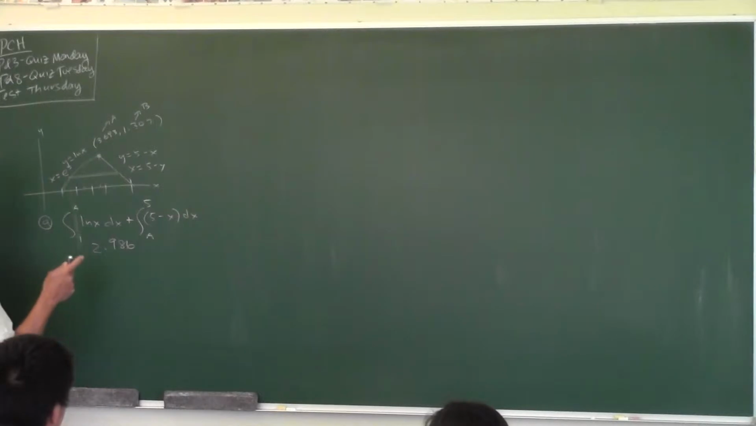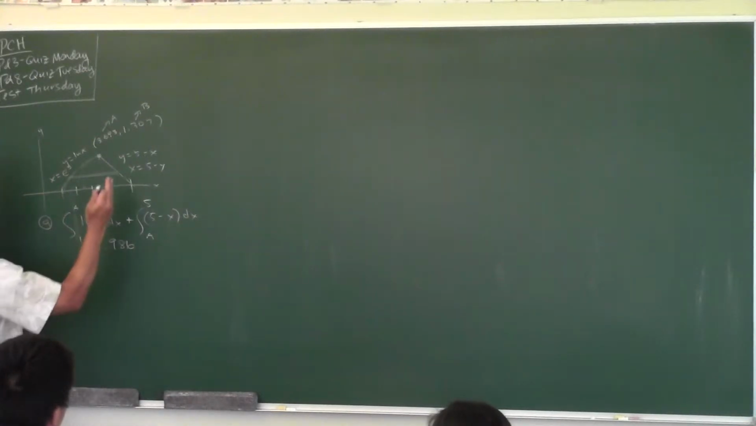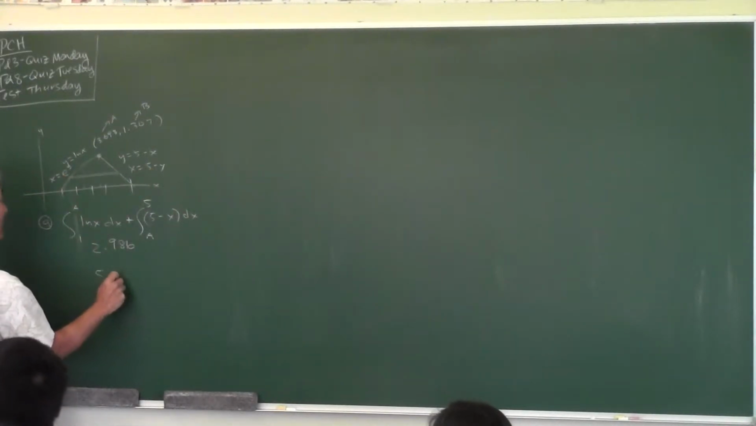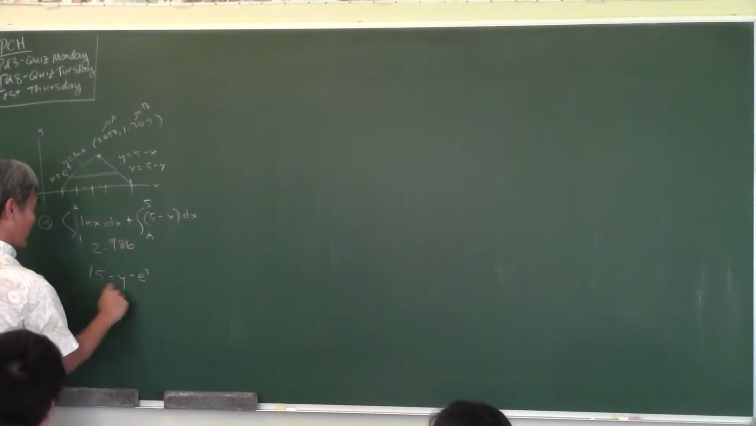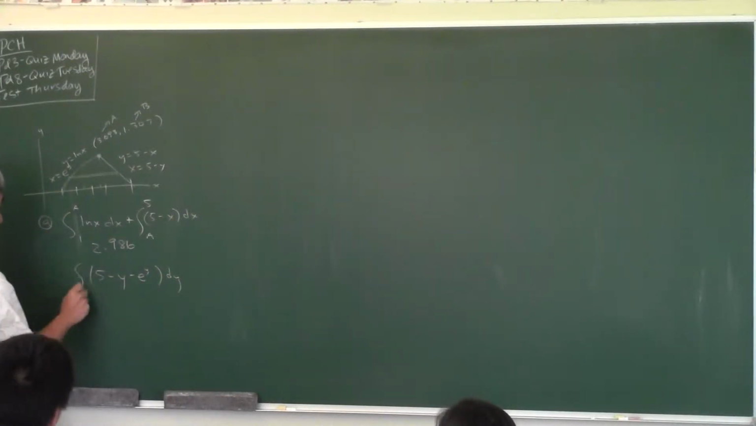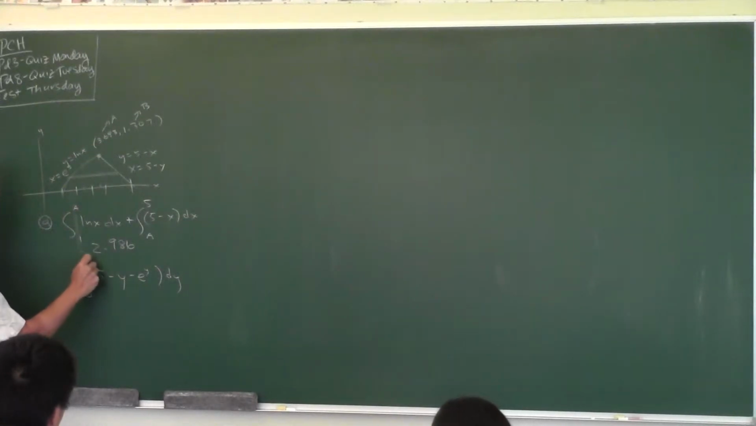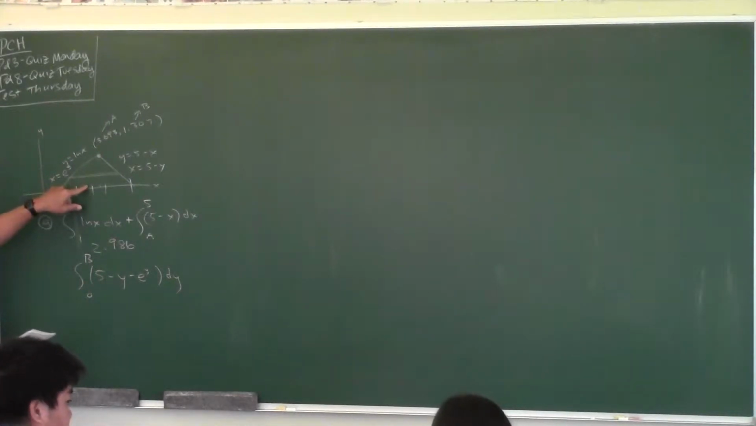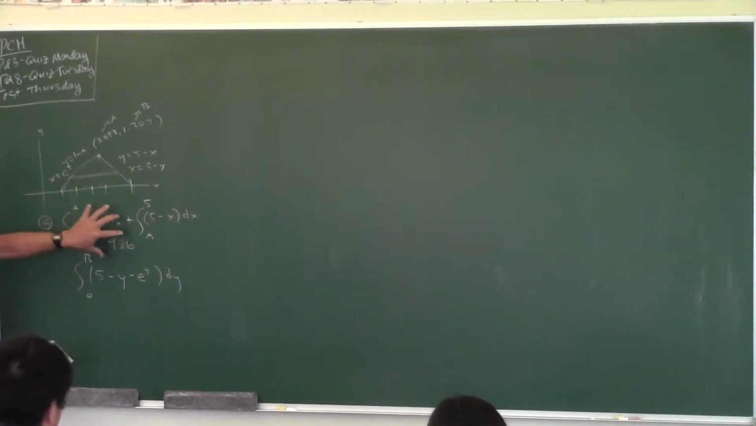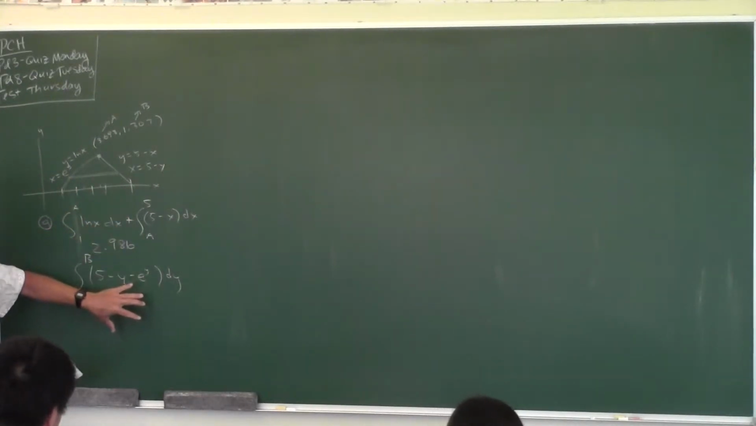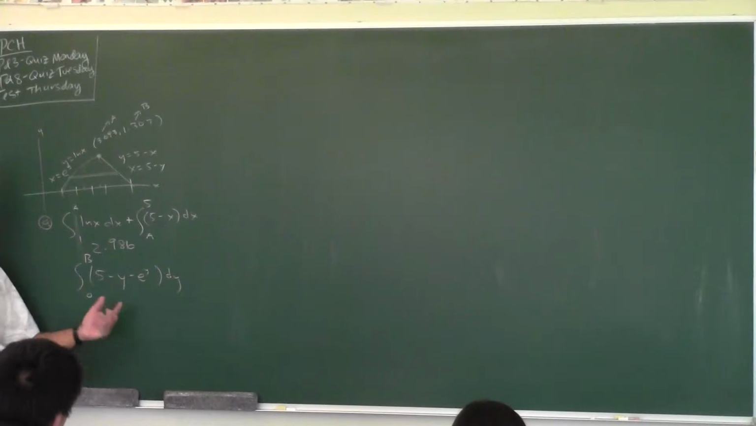So if you want to do horizontal rectangles, that's perfectly fine. Right minus left would be 5 minus y minus e to the y, multiplied by the width, and then you add it up from 0 to b in this case, because you have to use the y coordinate. All we're doing is finding the area of this region, so you can do it either way. It doesn't matter as long as it's correct, you get 2.986.